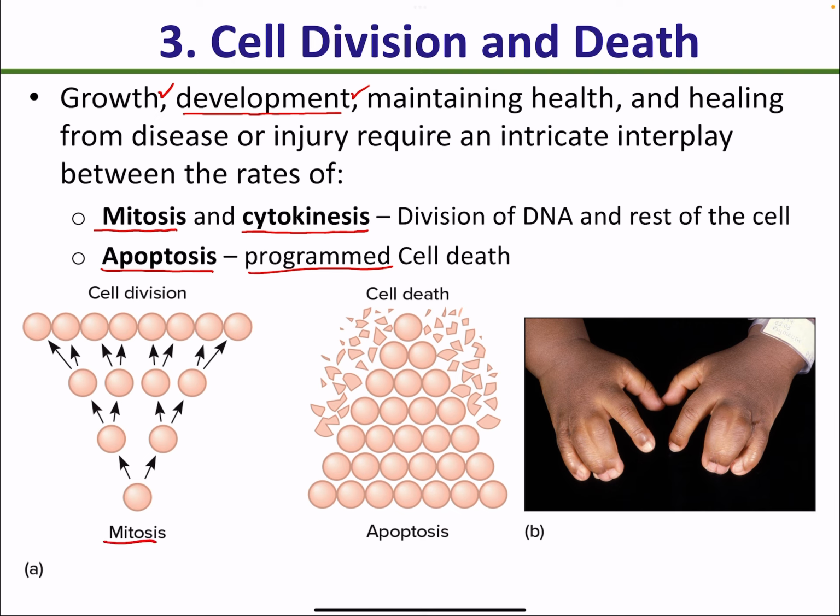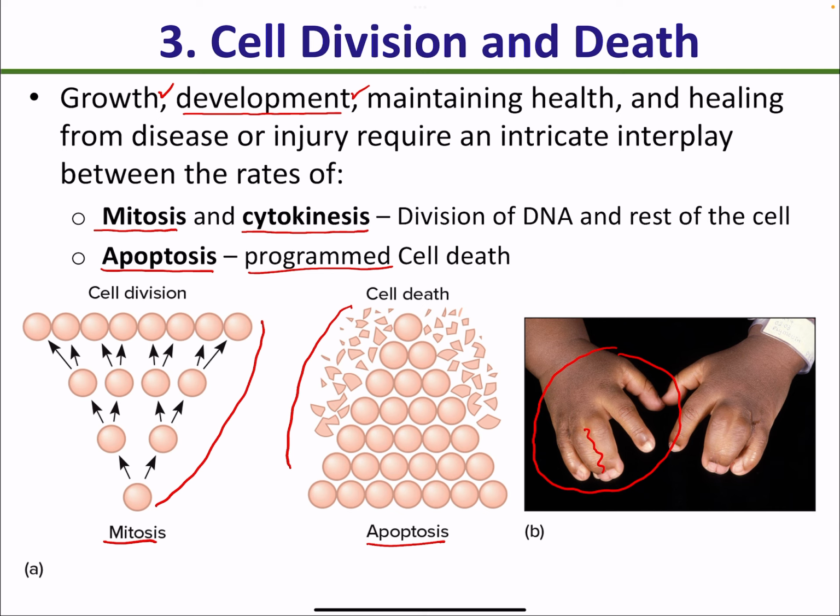Mitosis is going to allow an increase in the number of cells in our body, while apoptosis is going to lead to a decrease in the amount of cells in our body. Let me give you an example of where apoptosis is essential. During the development of an embryo to a baby, there is a process by which the webbing between fingers has to dissolve. That webbing is dissolved because of apoptosis or programmed cell death.